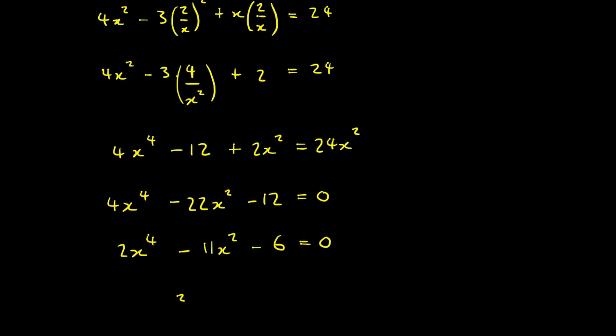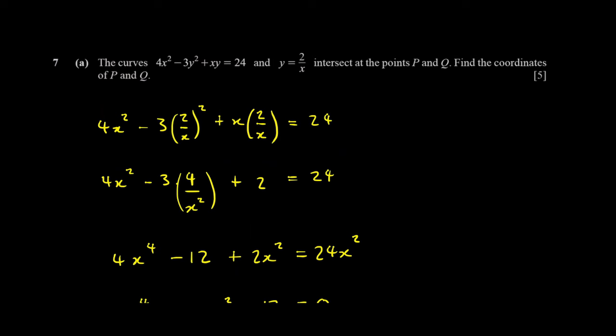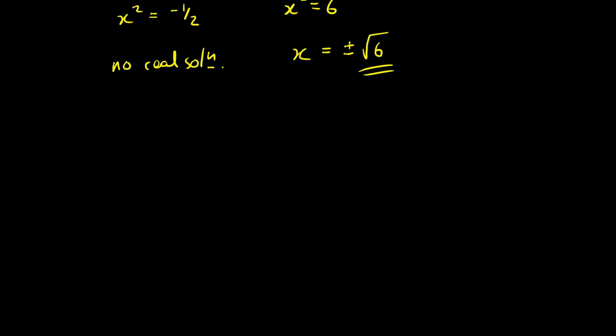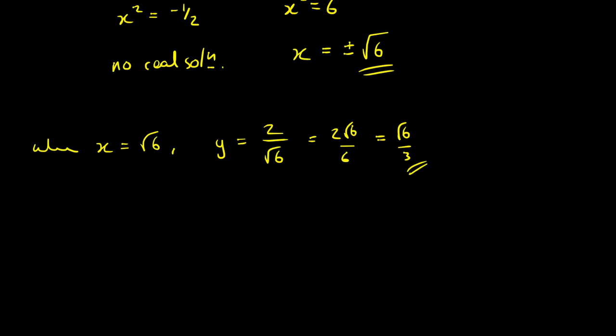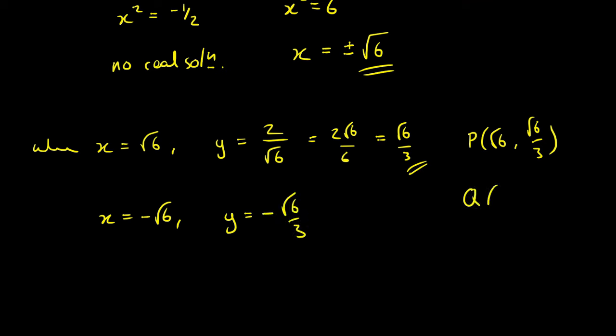And we want to find the two coordinates, right? So y is 2 divided by x. Let's find the y coordinates. When x is equal to positive root 6, y is equal to 2 divided by root 6. We should rationalize, by multiplying top and bottom by root 6. That gives us 2 root 6 upon 6, which is root 6 upon 3. So the coordinate P is root 6 comma root 6 upon 3. And when x is equal to negative root 6, y is basically going to give us the same thing with a negative in front: minus root 6 upon 3. So the coordinate Q is going to be negative root 6 comma minus root 6 upon 3.